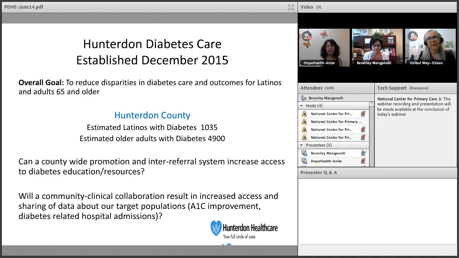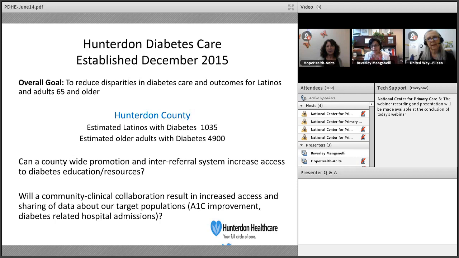These populations have access to an American Diabetes Association recognized program within a diabetes center located centrally in our county. But it's estimated, as many diabetes centers have this issue, that only 5% of Latinos with diabetes have taken advantage of this education. And we also have low utilization of our older population. Only about 6% we think are accessing diabetes education, even though they have Medicare insurance coverage for a lot of the education.